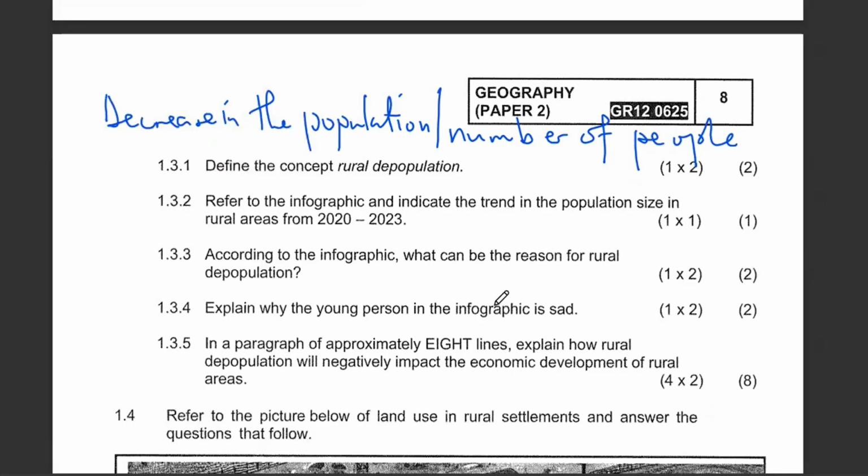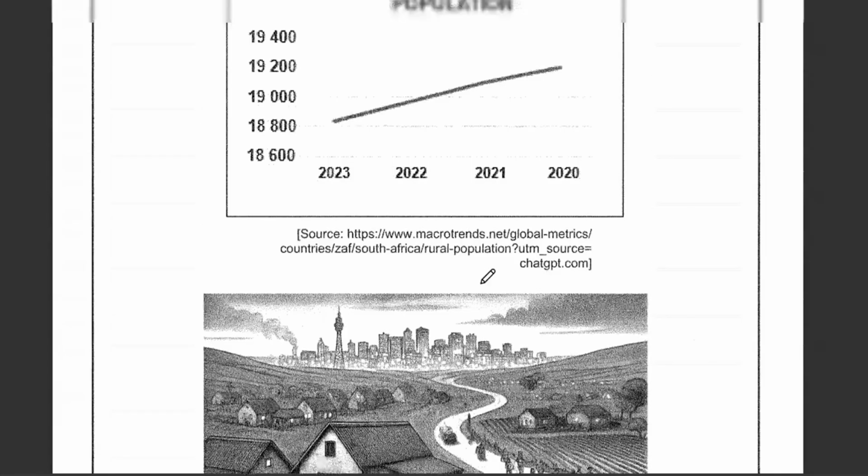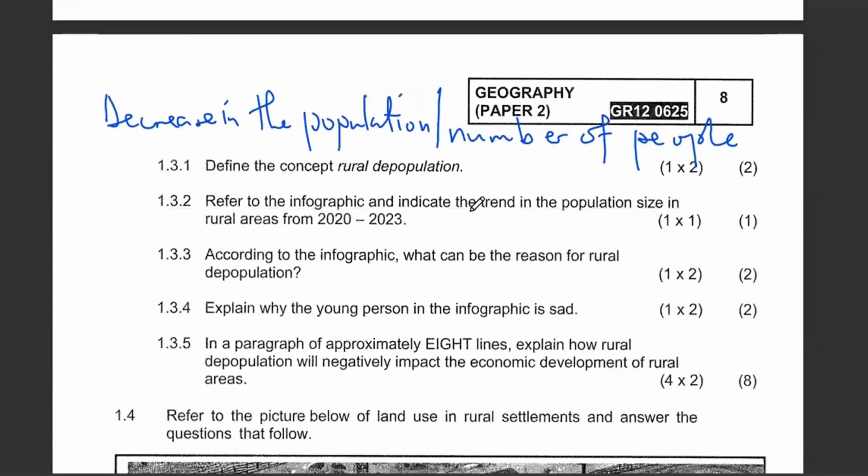Refer to the infographic and indicate the trend in the population size in rural areas from 2020 to 2023. If we check here, 2020, our graph is here, and in 2023, our graph is there. These are our years, and these are our figures or statistics of the numbers of people. So what's the trend there? The trend is decreasing. The numbers are decreasing. From 2020 to 2023, the numbers of people staying in rural areas is decreasing.